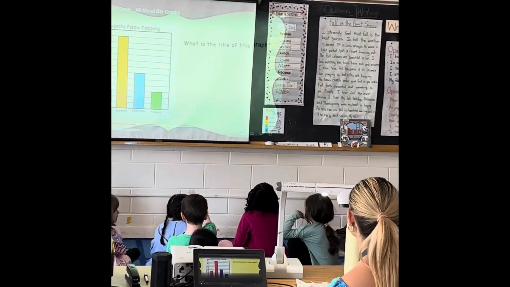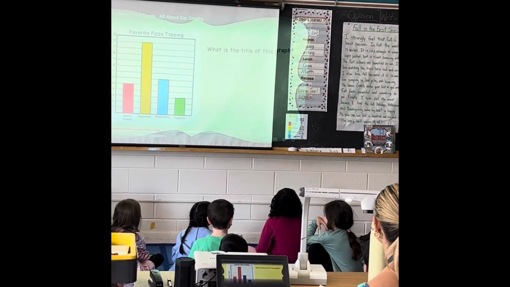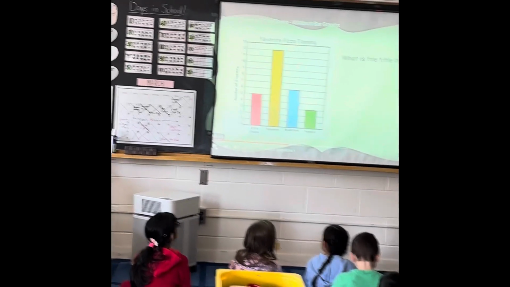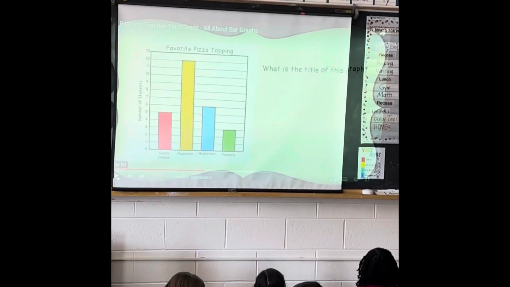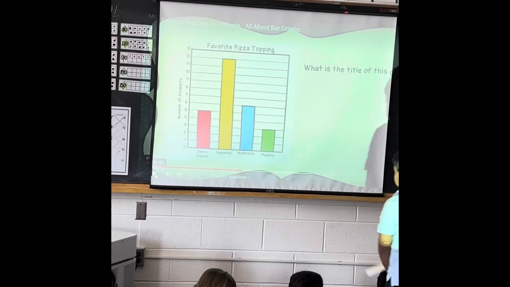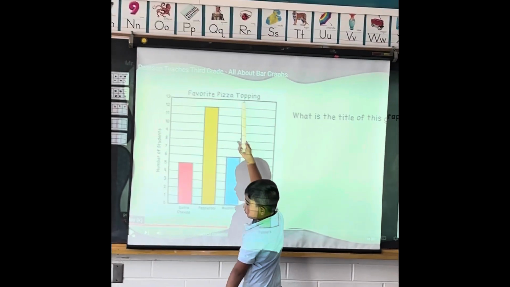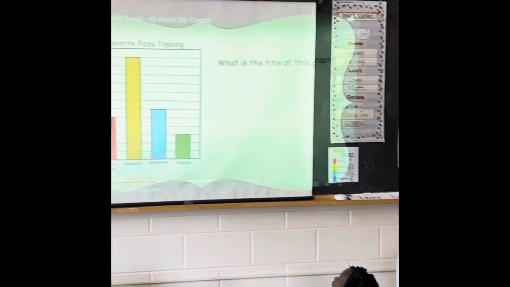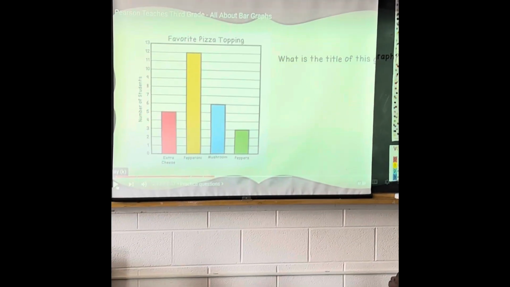Abby. Favorite pizza topping? And how did you know that? It says on it. Okay, can you show us exactly where? Do you want to take my ruler and point at it so everyone can see what you're looking at? Amazing. Good work. Give her a round of applause. Good work, Abby. Okay, so there's going to be a couple more questions, so I'll be calling on some of you.